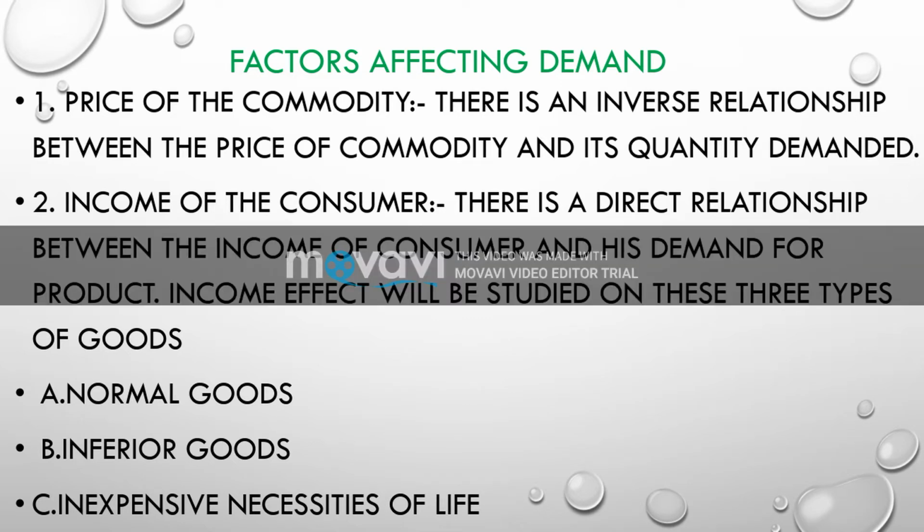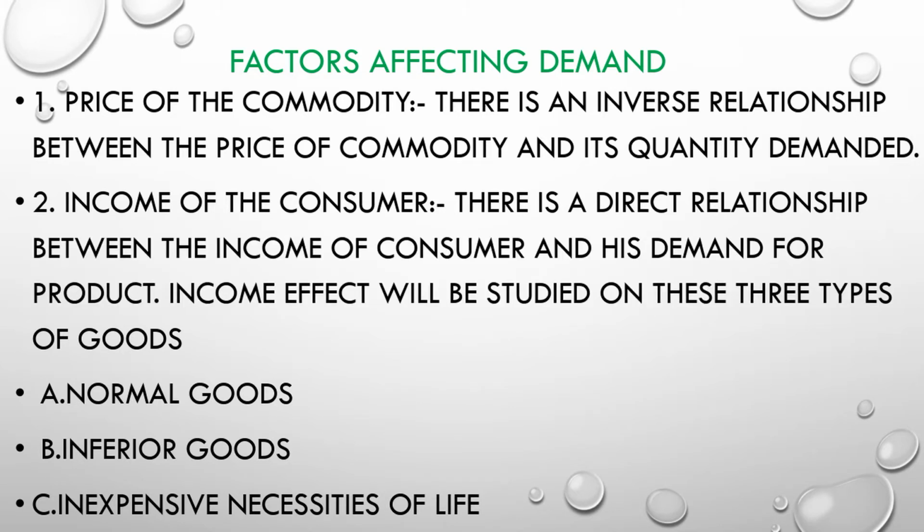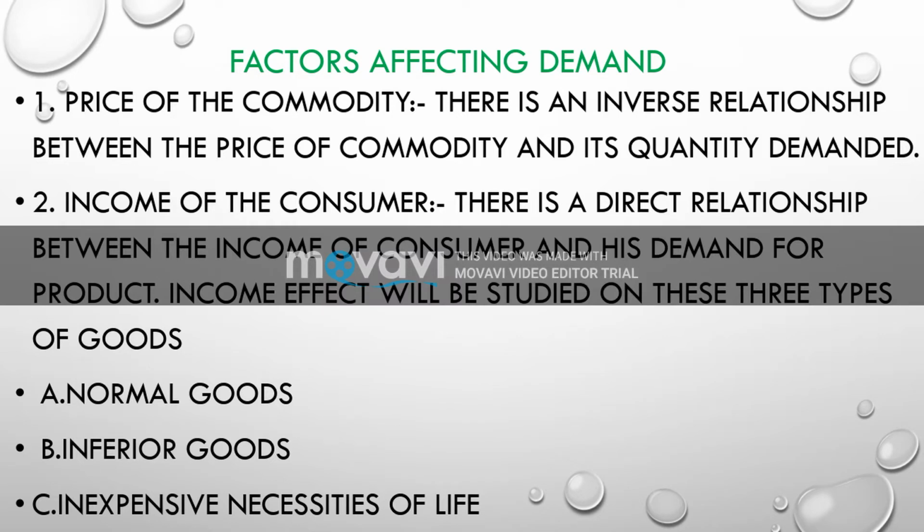Guys, please note down all the examples and the nature of the goods in each type of category. It is very important. Sometimes it is asked in your exams, what are the examples of normal goods, what are the examples of inferior goods, and what is the effect of an increase in income on these types of goods. So you must note it down, as lots of times it has been seen that this type of question has been asked in your boards.